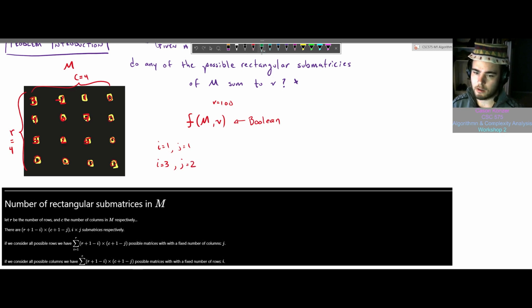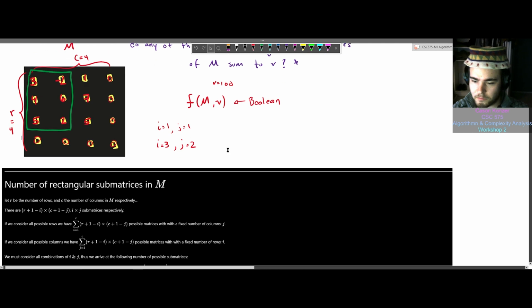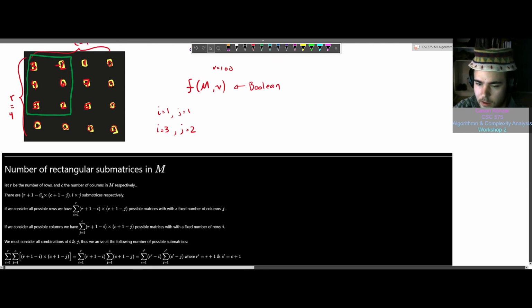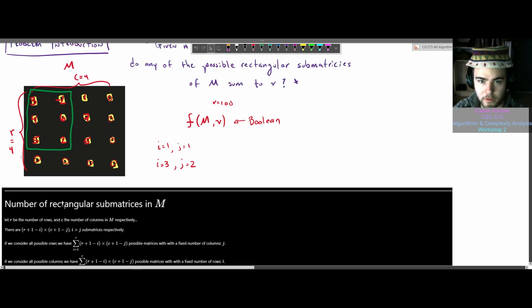So this is a 1, 2, 3 by 2 rectangular submatrix of M. And the number of them is based on the number of ways you can shift this within the matrix. So R plus 1 minus I is the number of ways you can shift this row-wise. In this case, R is 4, I is 3, R plus 1 is 5, minus 3 is 2, and that means that you can only fit this 2 ways row-wise. So 1 is the way illustrated here, and a second would be if you shifted it down.